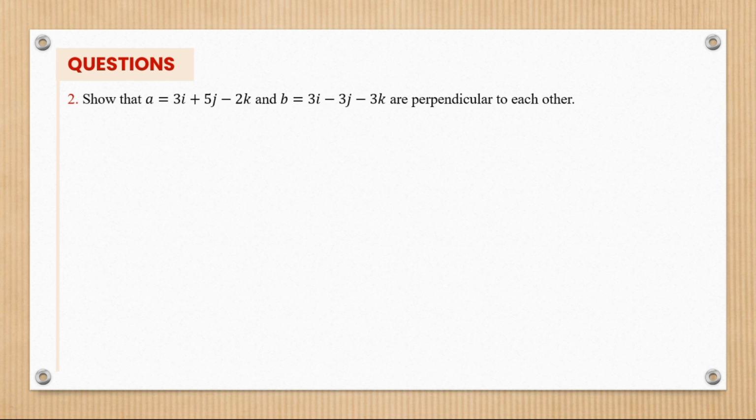Alright, so question 2, we're being told to show that A is equal to 3i plus 5j minus 2k and B is equal to 3i minus 3j minus 3k are perpendicular to each other. So how do we do this? So we're going to cross both of them.